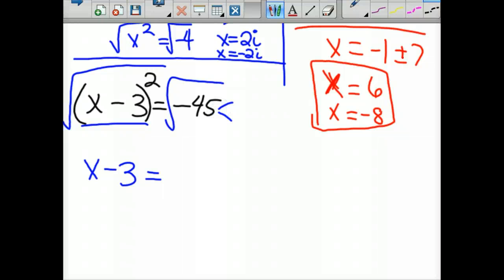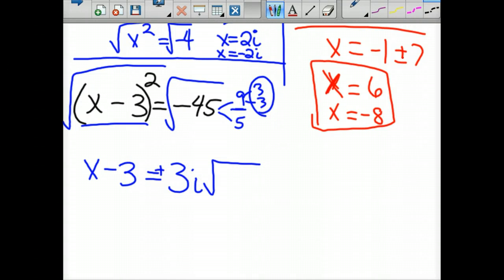And 45, I also threw this in as an irrational number and an imaginary, but the square root of 45 is 9 times 5, and 3 and 3, and you have a pair of 3s. Or think of it as the square root of 9 is 3. So this would be 3i for the imaginary, and we forgot the plus or minus, and then square root of 5. So we've got x minus 3, just to rewrite it so it's not so nasty, equals plus or minus 3i square root of 5.